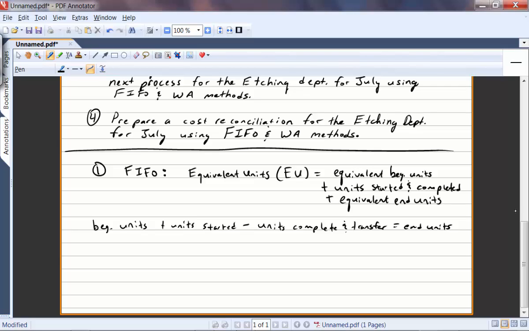Now, of the units that we completed and transferred this period, some of those units were started in a previous period and they were sitting here already in the beginning, partially done. And then some of these units that we completed and transferred this period were units that we started this period. So units completed and transferred are made up of units that we started and completed this period, plus all the beginning units. That's what units completed and transferred equal.